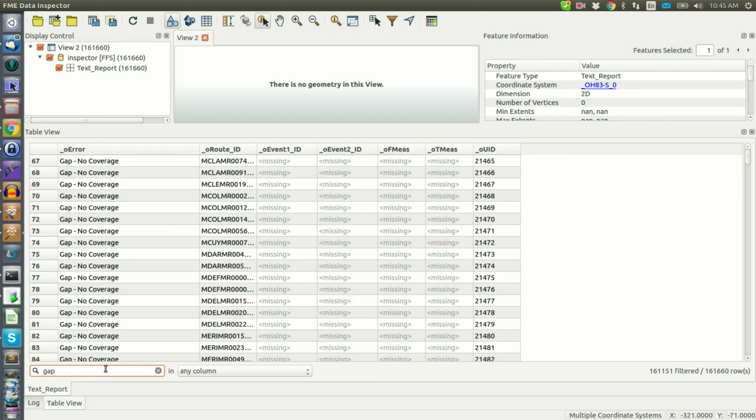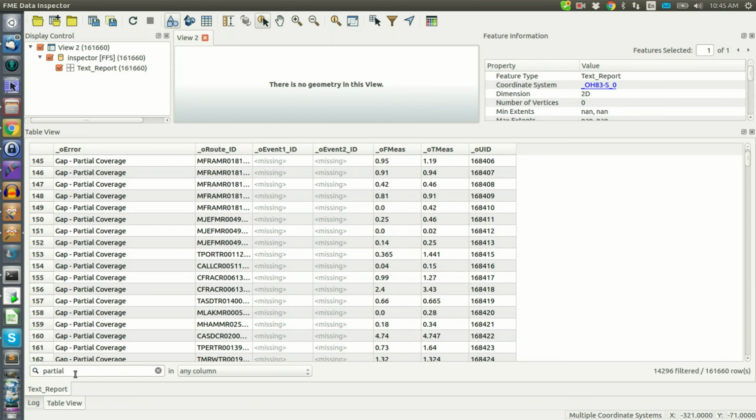We have also found both types of gap violations, no coverage and partial coverage. There were no overlap violations found.